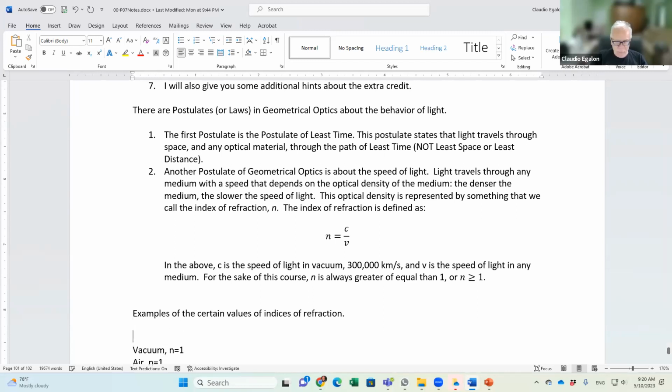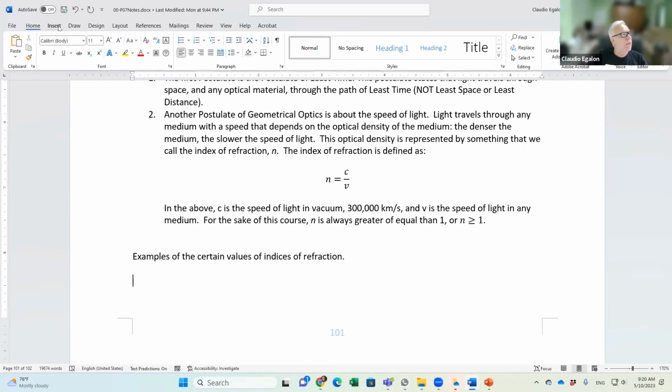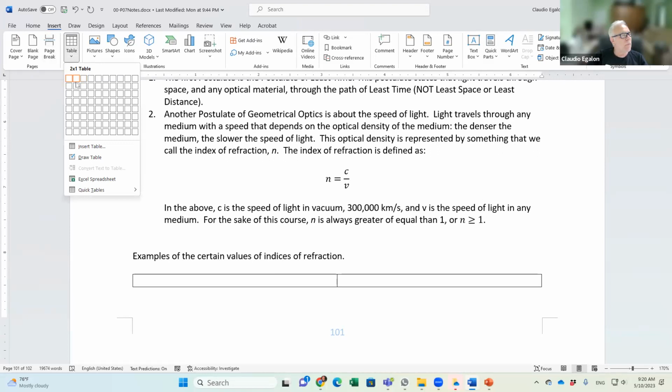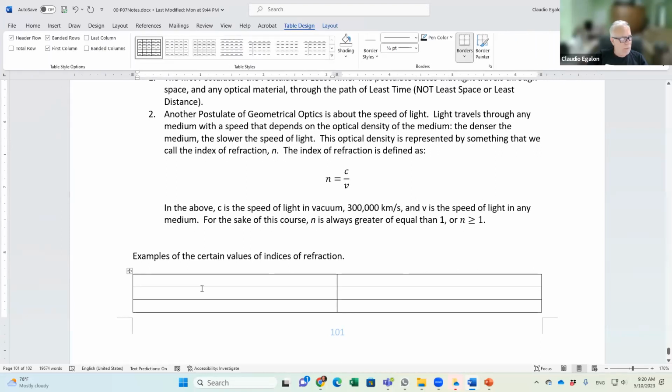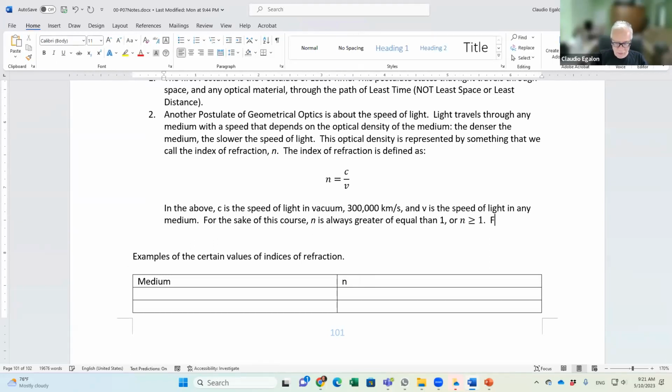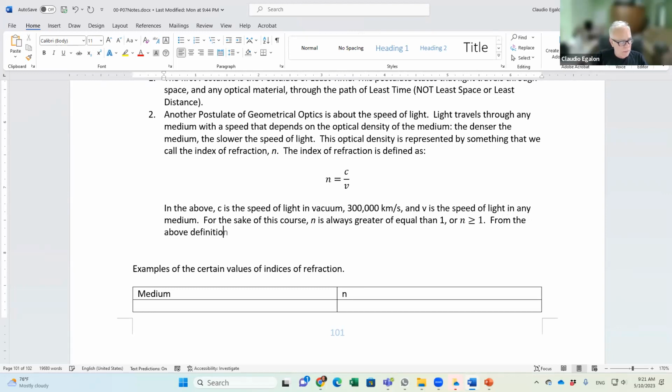We can even come up with a table here. Insert table. Medium, write down here medium, you write down n. N has no dimension whatsoever. I'm going to put here between parentheses, the unit is 1, right? The unit for n is 1. Note from the above definition that n is a dimensionless quantity. Medium. Okay, we start with vacuum. It's going to be 1.